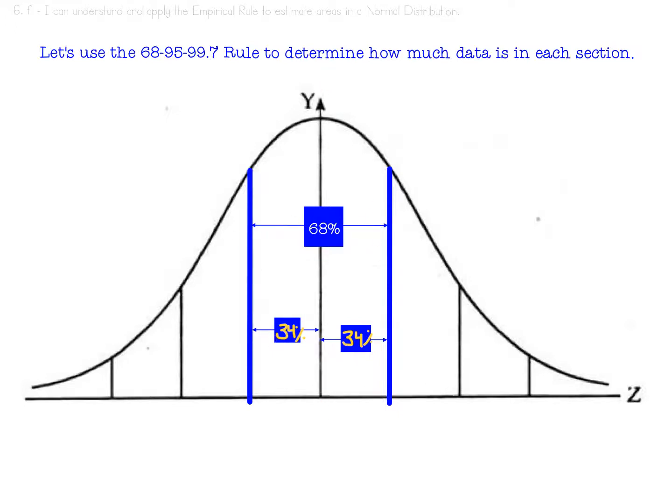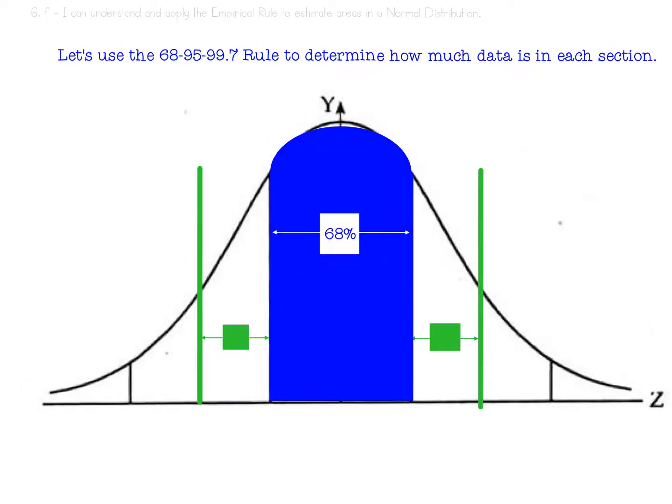So I take that and divide it in half. All right, so this is where it gets a little bit trickier. So remember, 95% of my data is between 2 standard deviations from the mean, okay? So if 68% is right here, that leaves me with how much to be here and here?